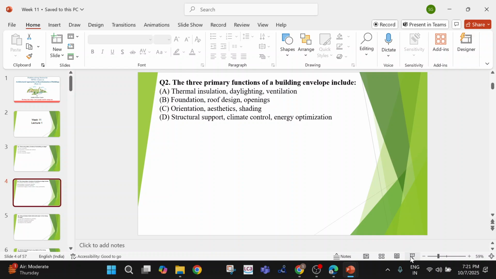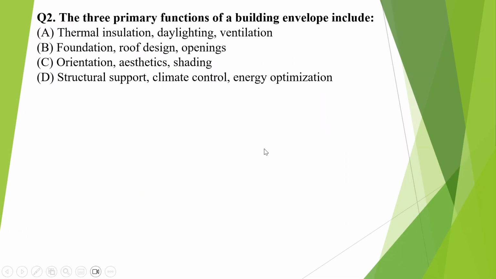The correct answer which comes under the primary function of the building envelope, as was discussed in the lecture, there are some differences in each of the options. In option B, you can see it is talking about the foundation. It's not part of the building envelope. Or option C, it is talking about aesthetics, which is very good, but it's not the primary function.